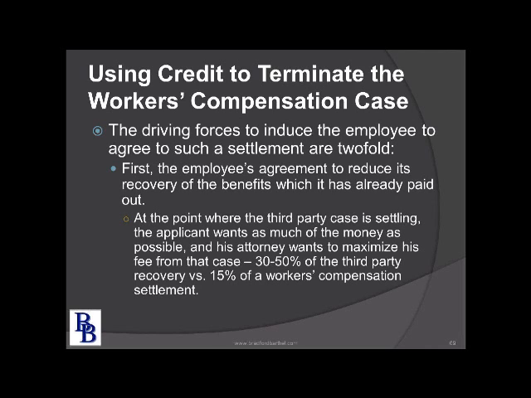And you know who's got an even bigger incentive? His attorney. Remember, in the workers' comp case, that attorney is going to collect a 15% attorney fee. But if he settles the same case for the same money on the third-party side, his attorney's fee is going to be 30 or 40 or 50%. Now, the attorney, of course, will say, I never allow that to influence my decision. And you can believe that if you want.